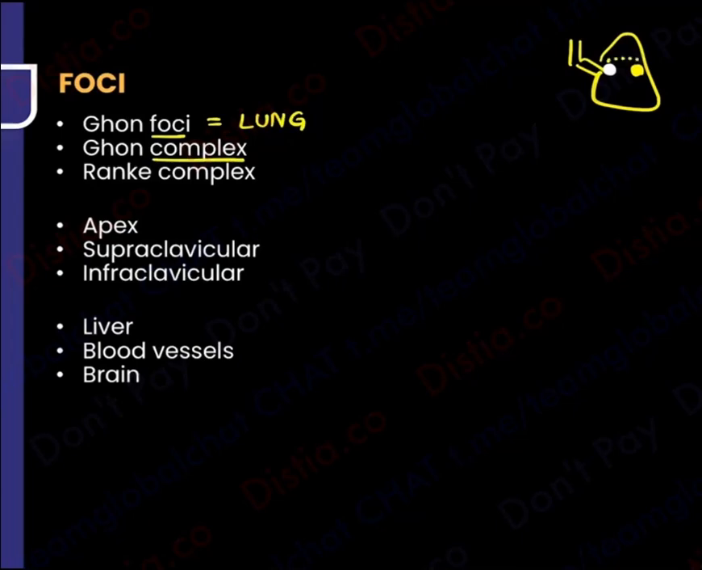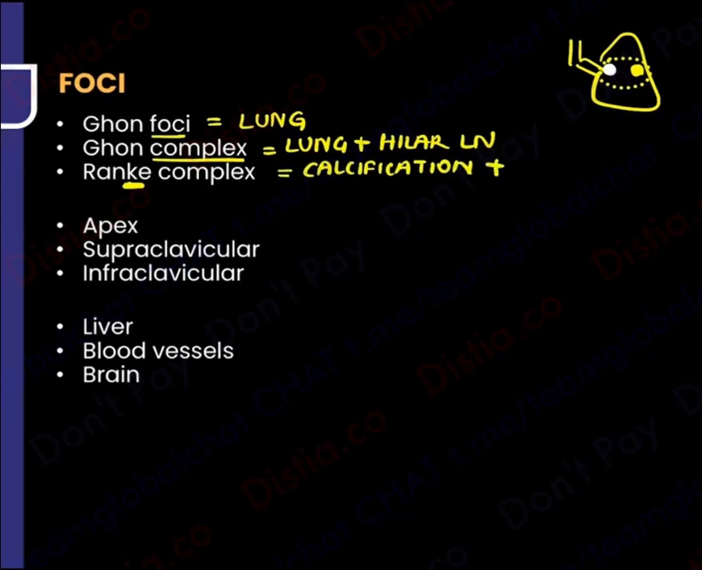up getting involved, now you will call it a complex. So this means there is going to be involvement of lung plus the hilar lymph nodes. That becomes a Ghon complex. And if this complex gets calcified, if the radiologist says that there is calcification seen in this complex, you will now call it Ranke's complex.